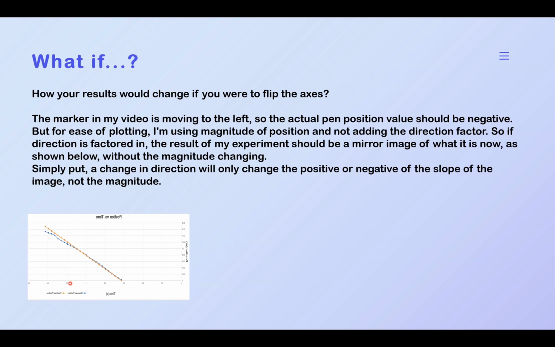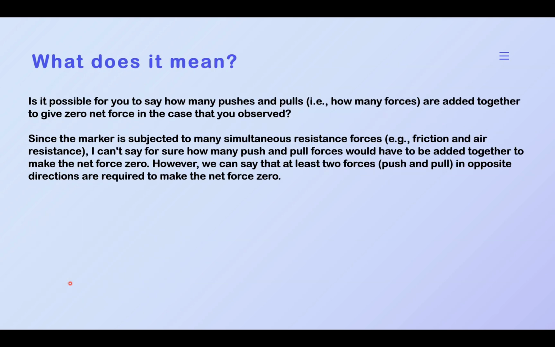Simply put, a change in direction will only change the positive or negative sign of the slope of the image, not the magnitude. Then the second question, what does it mean? Is it possible for me to say how many pushes and pulls, how many forces are added together to give zero net force in the case that I observed? And my answer is as follows.